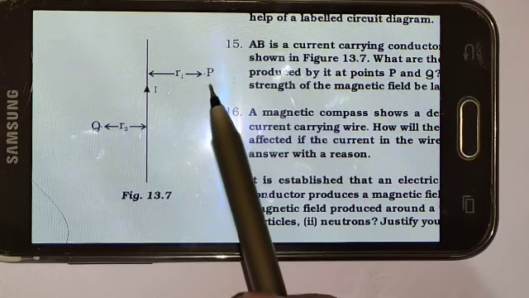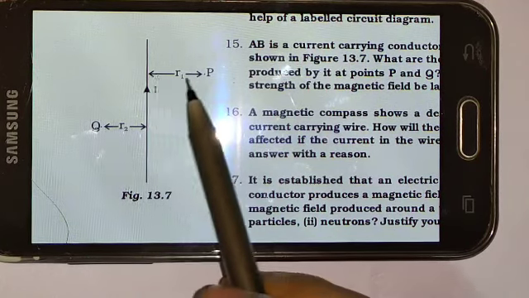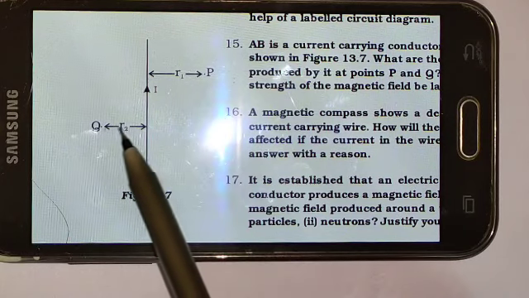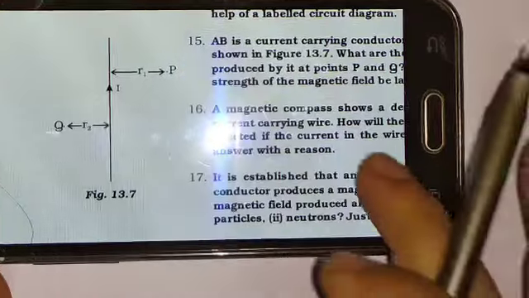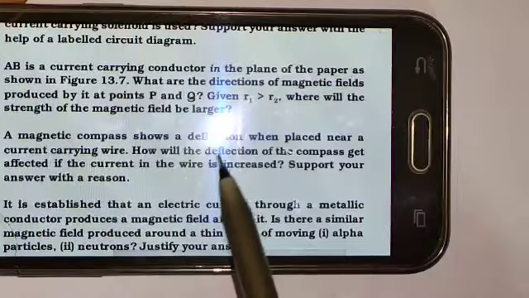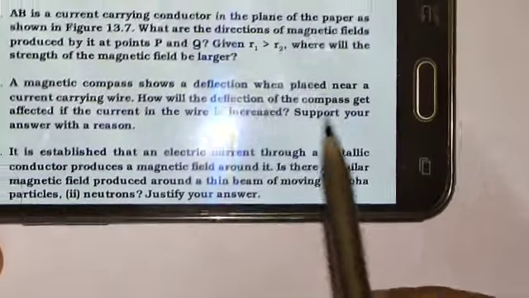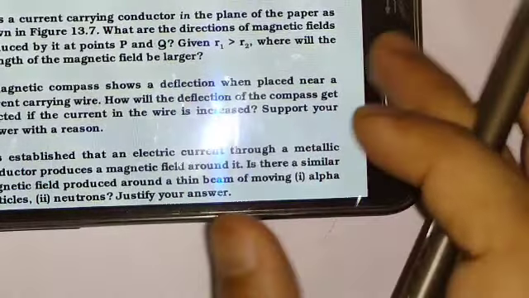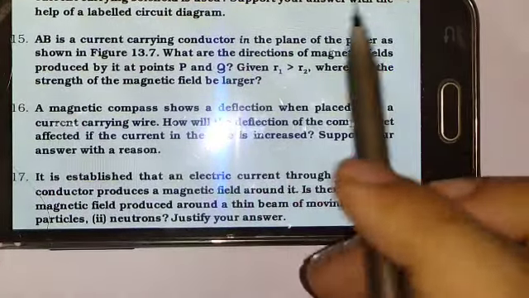So this is a particular point P, and this is another point Q. This is at a distance of R1, this is at a distance of R2. We can easily see that R1 is greater than R2, and that is indicated in the question also. Let us read the remaining part of the question so that we can understand it.